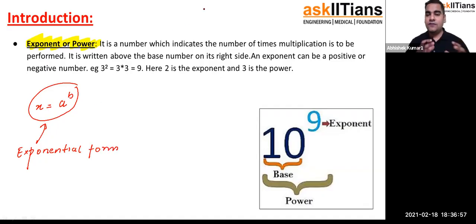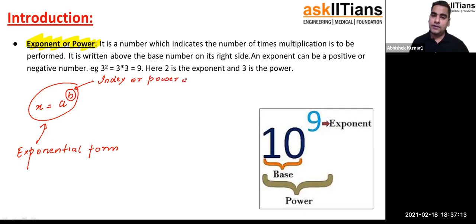Now, there are specific names that are given to A, B, and X whenever we are talking about exponential form. This value B that you have is called the index. Some people call it index, some people call it power, or some people call it exponent. You can call it anything you like, but generally we call it power. This value A that you have is referred to as the base, or base value, whatever you want to call it.